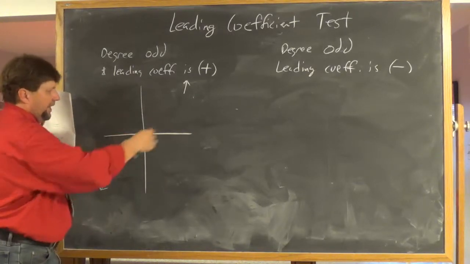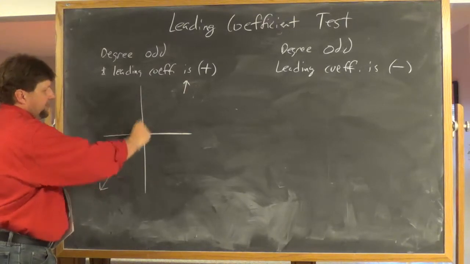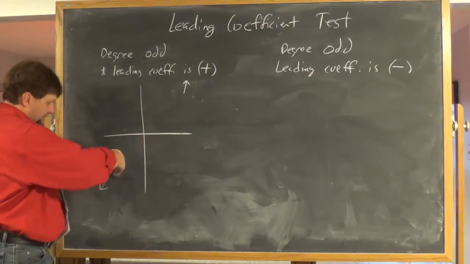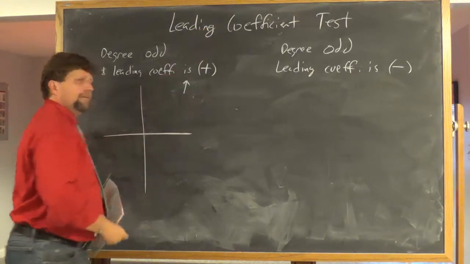Again, I don't know what's going on in here. We're talking about the extreme behavior. I mean, the graph could come out and do something like that. It's just that this end eventually is shooting down, this end is shooting up.